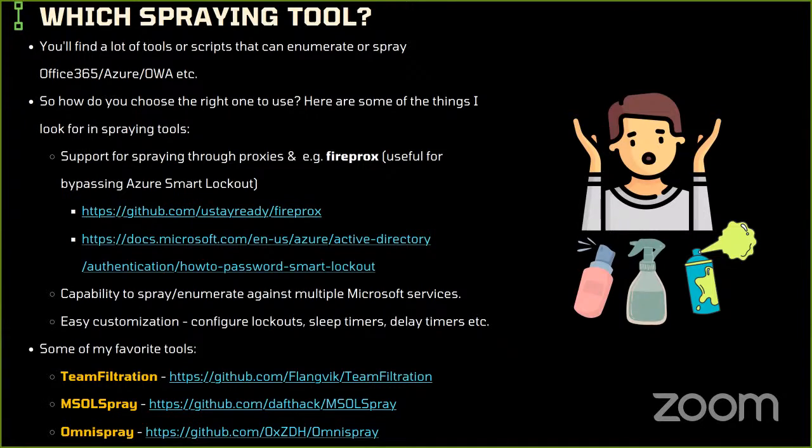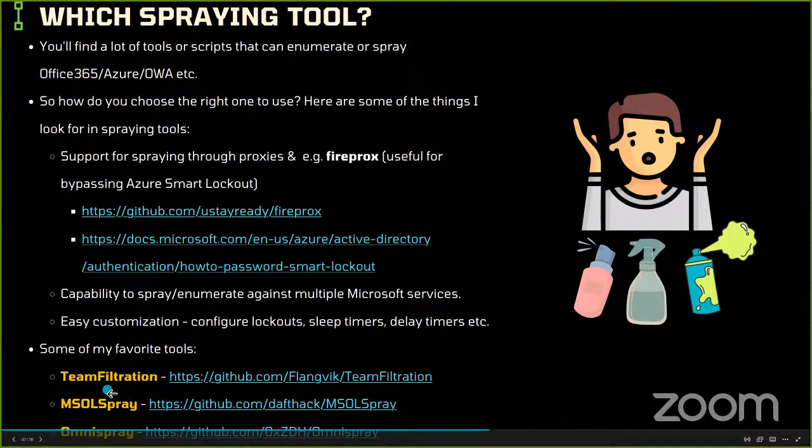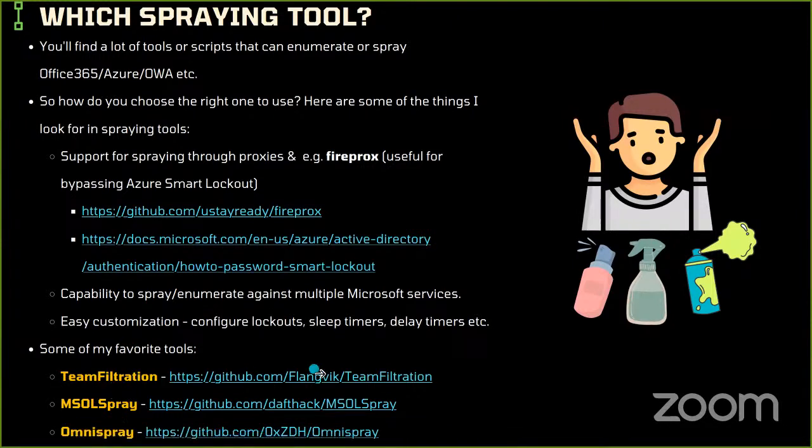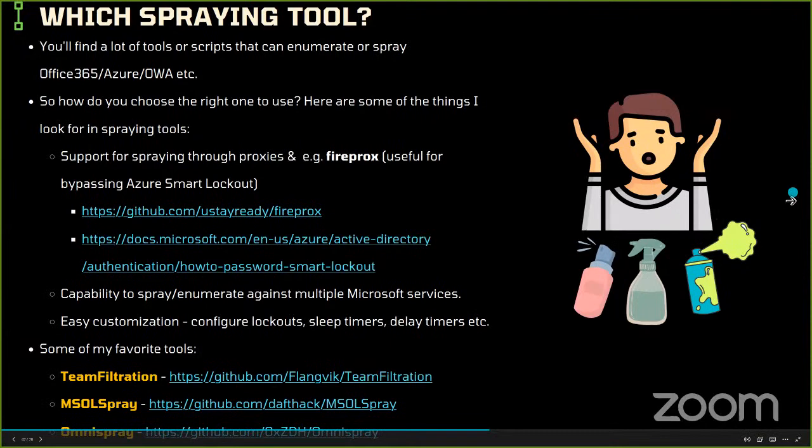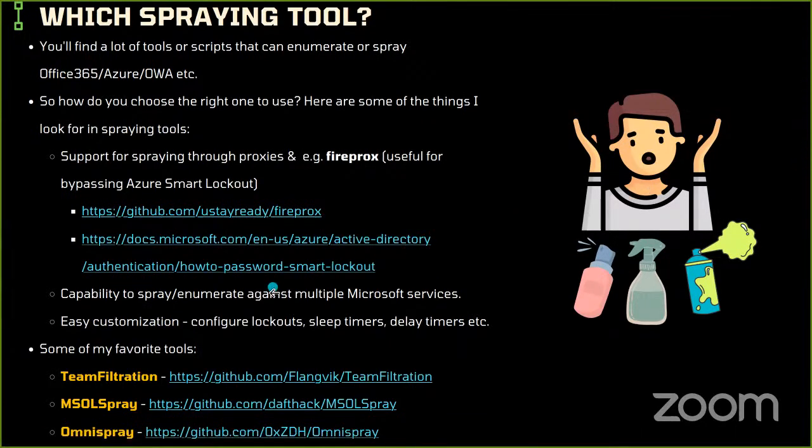So that's why whenever I'm picking a password spraying tool, I always tend to pick one that supports Fireprox. The two that support Fireprox here are TeamFiltration and MSOL Spray. Omnispray is a Python script, but it doesn't support Fireprox, if I'm not mistaken. So that's why I tend to stick to these two. That was a good recommendation from Alim.